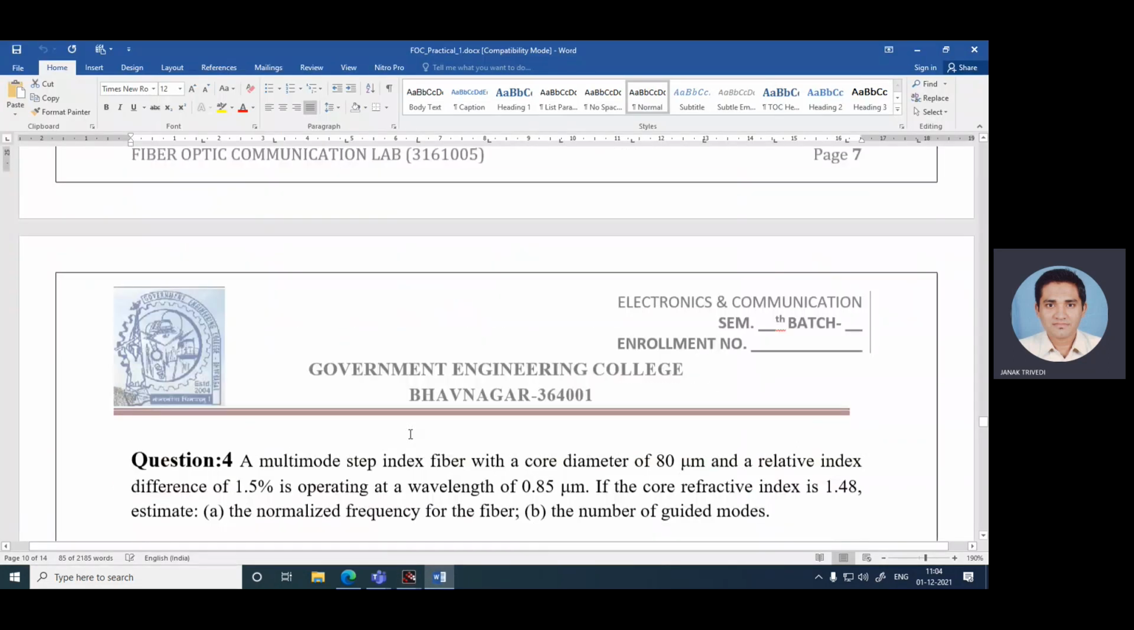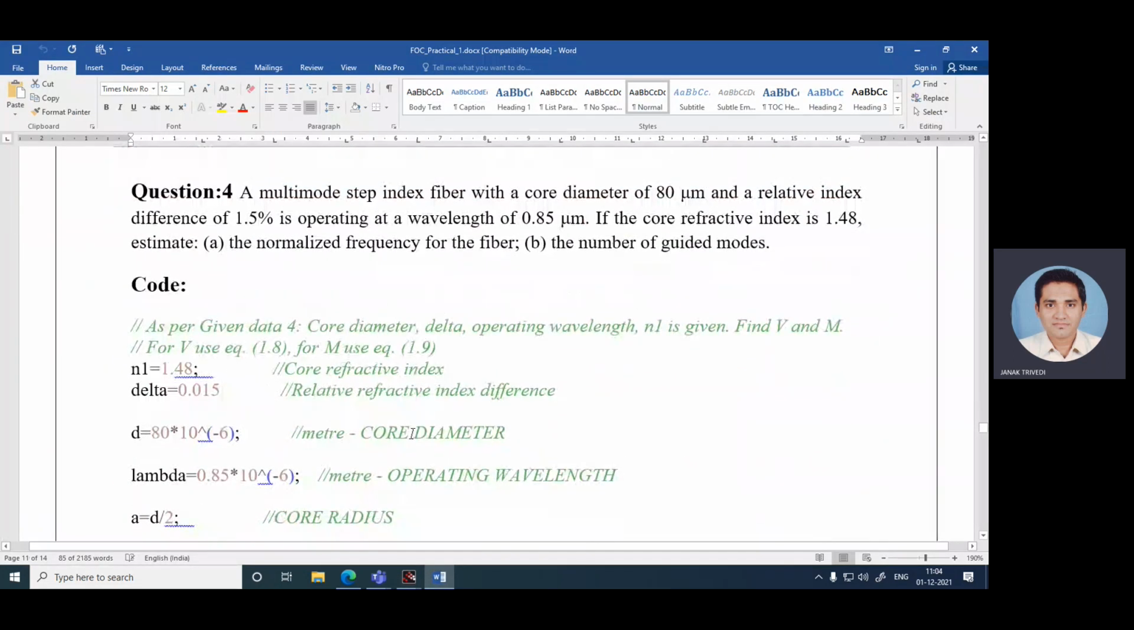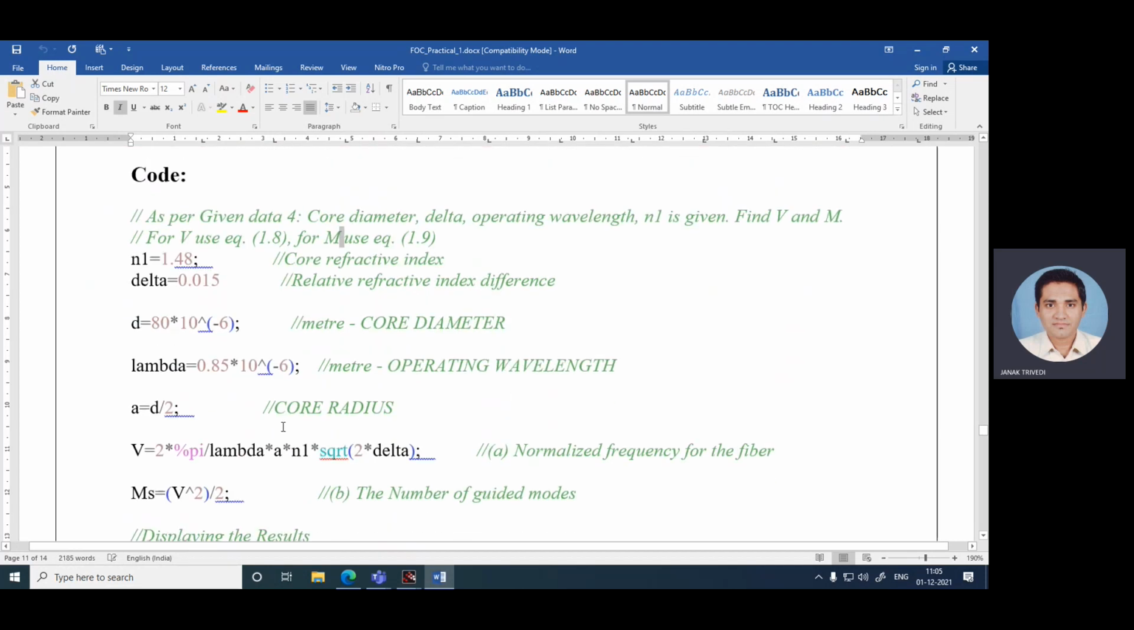Okay, then next is example 4, a multimode step index fiber with a core diameter of 80 micrometer and relative index difference of 1.5% is operating at a wavelength of 0.85 micrometer. If the core refractive index is 1.48, estimate the normalized frequency for the fiber and the number of guided modes. So in this case, we have used the equations for capital V and capital M, the mode number. In this case, step index is given, so the M = V square by 2 formula will be used.